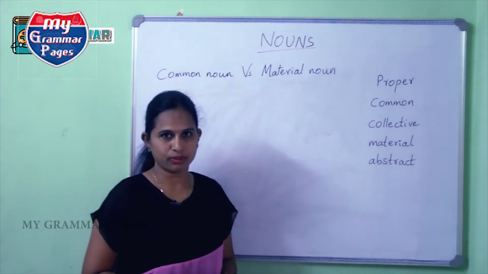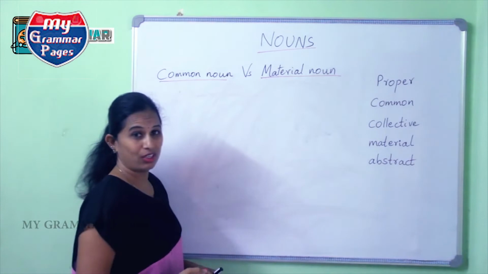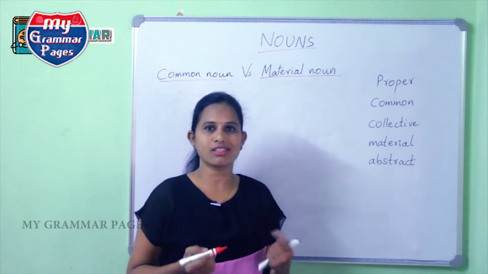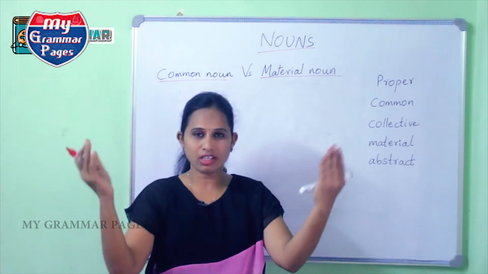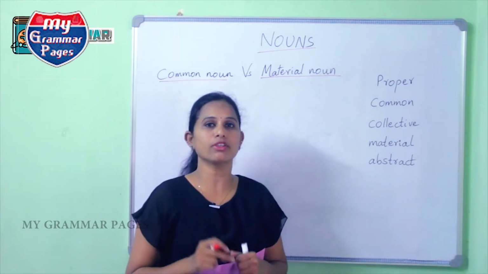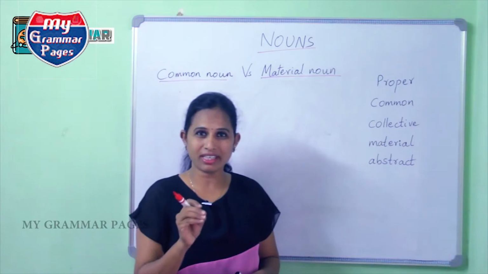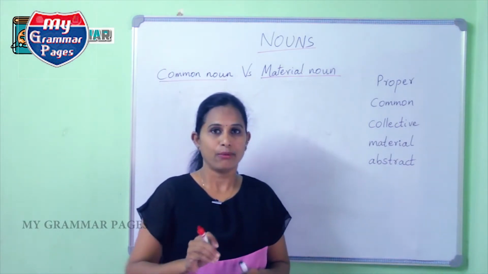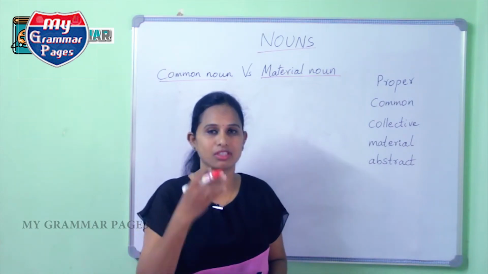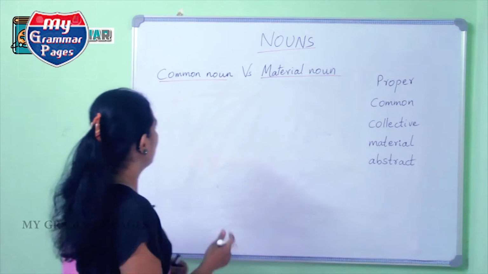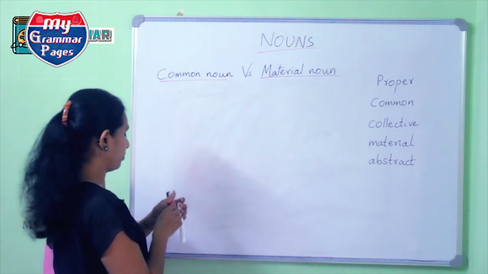Let us move on to the next one, that is common noun versus material noun. Now let me tell you what a common noun is. Common noun is a noun which denotes the objects that are seen generally around us. It's a general name given to a thing or a person or a place. Material noun is a raw material that exists in nature, where it is not human made. So it is a raw material from which other substances, other things are prepared. Now coming to the common noun. These common nouns, let me take an example and explain the rules.